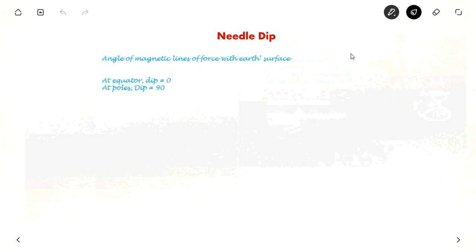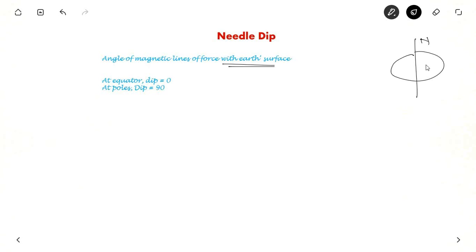Now let us see what is needle dip. Needle dip is the angle of magnetic lines of force with the Earth's surface. Earth itself is a big magnet. So if you have the north and south like this, the magnetic lines of force will be like this. So the angle which the magnetic lines of force make with the Earth's surface is called needle dip. It is called needle dip because when a freely floating compass is there, the magnetic needle will have an inclination with the horizontal. That is why it is called needle dip.